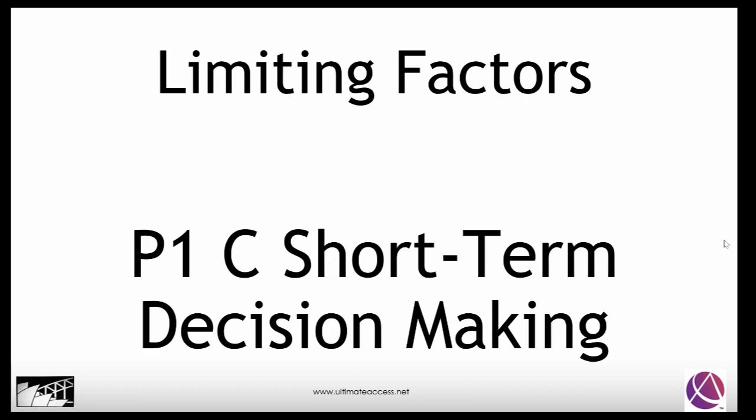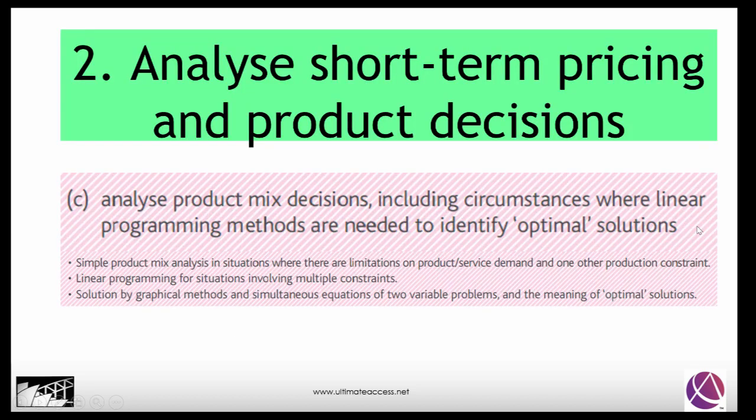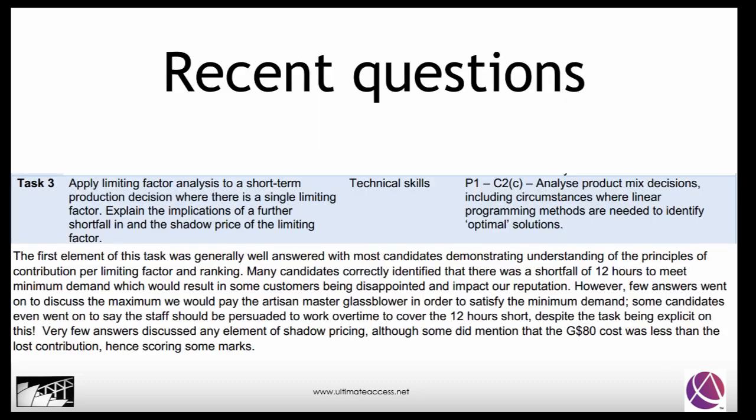This comes from the P1 Area C short-term decision making, where you are required to be able to analyse short-term pricing and product decisions. And within the indicative content, it says simple product mix analysis in situations where there are limitations on product or service demand and one other production constraint.